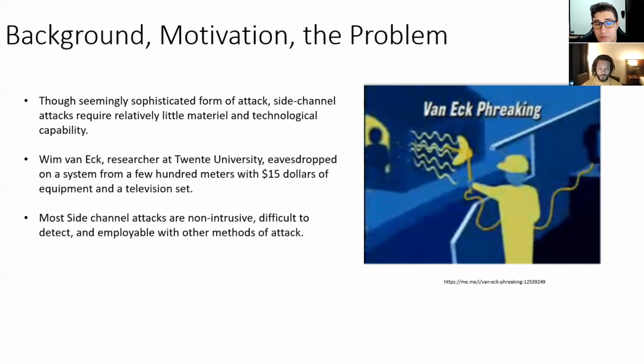In the 1980s, Wim van Eck, a researcher at Twente University, was able to eavesdrop on a system from a few hundred meters away with only $15 worth of equipment and a television set. Really indicative of the fact that this information can be exploited by an attacker with very low means and very low technological requirements.